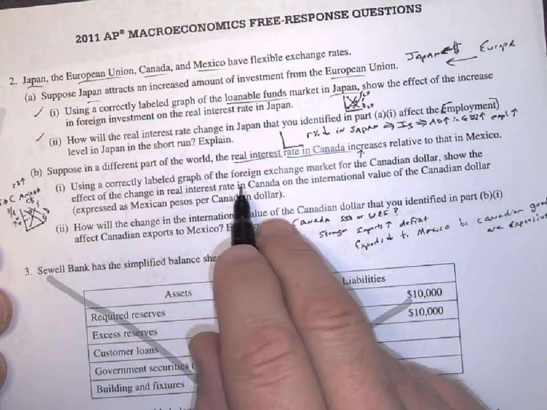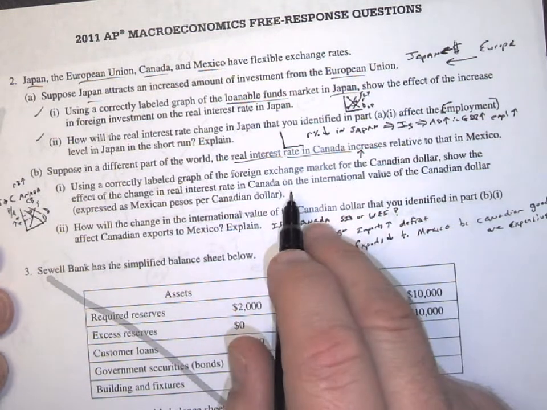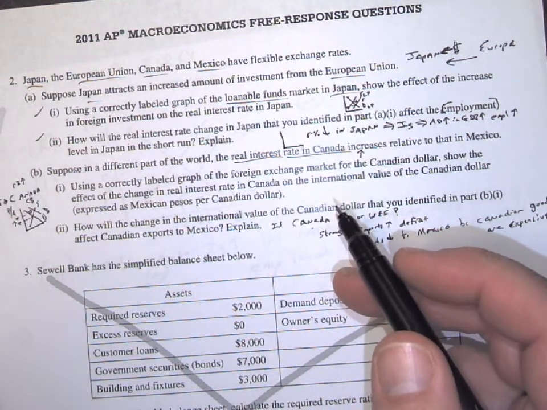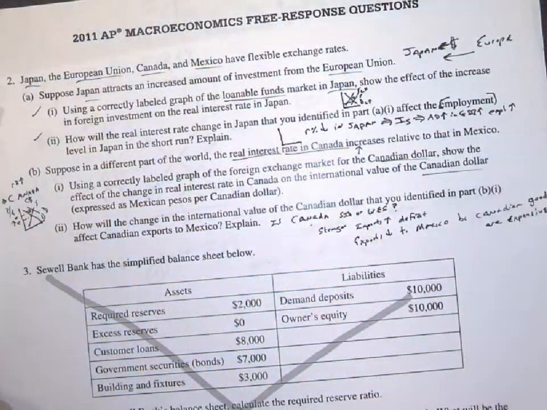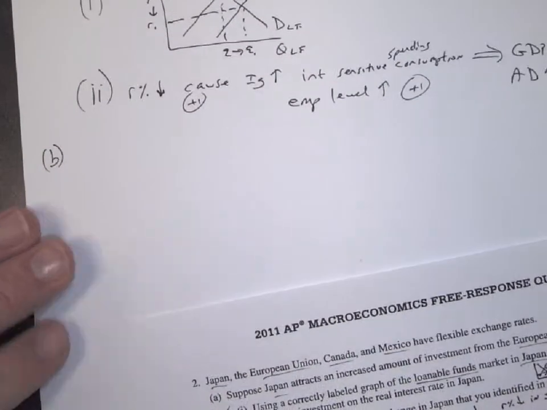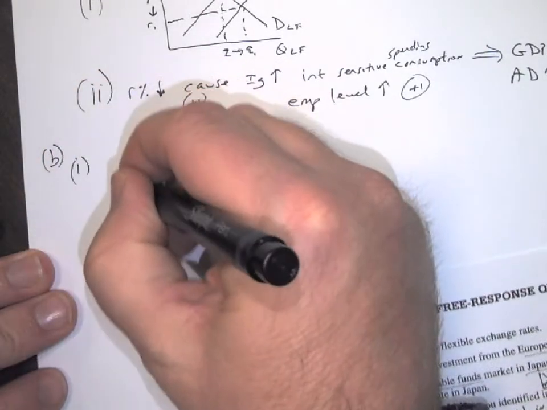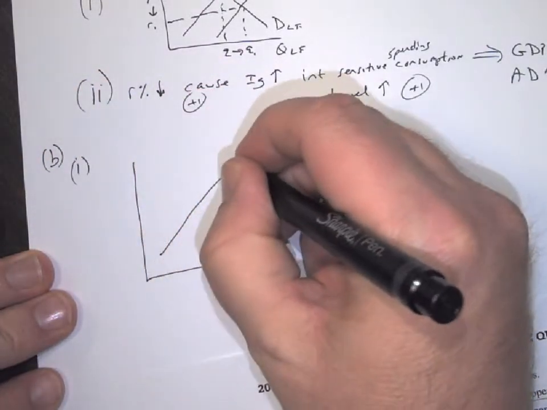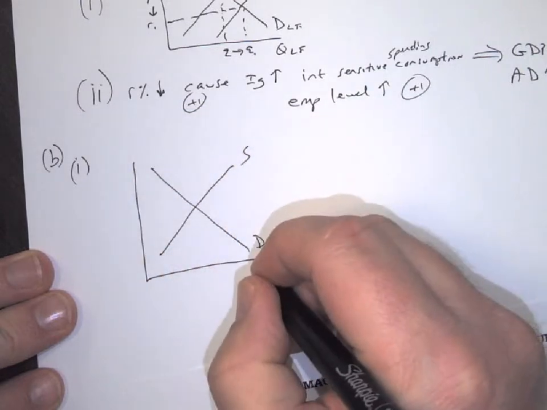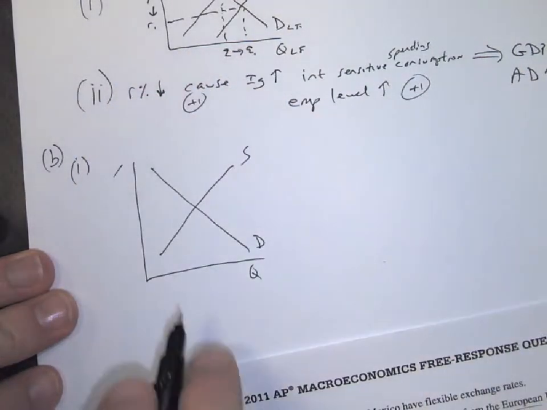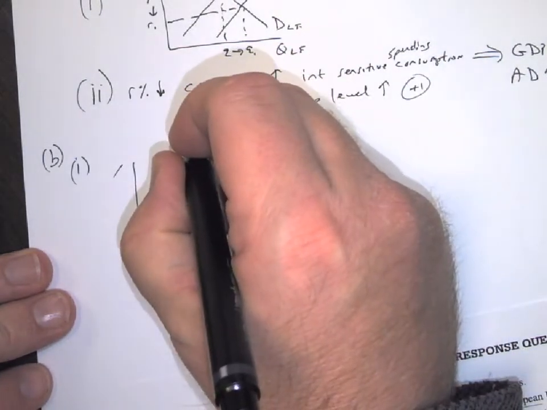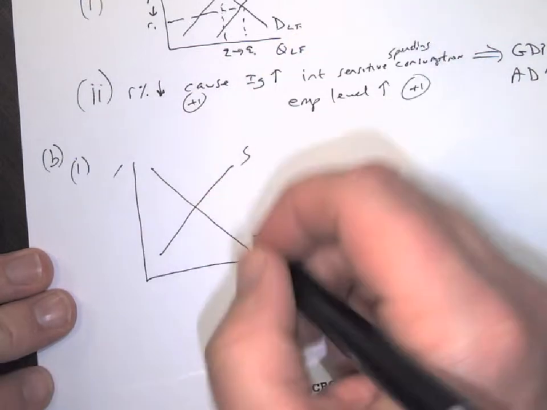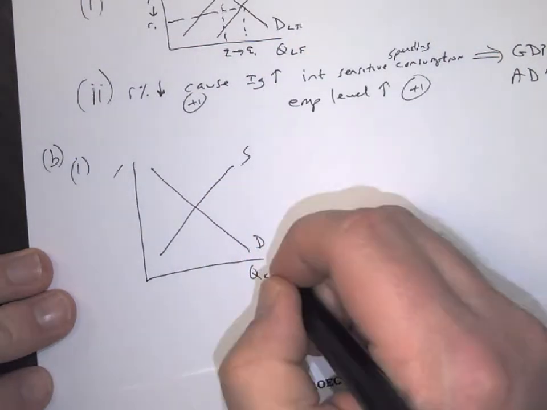So now, using a correctly labeled graph of the foreign exchange market for the Canadian dollar, show the effect of the change in real interest rate in Canada on the value of the Canadian dollar. All right, so now that we're looking at this, we're going to draw and it's asking about the Canadian dollar. So I need a foreign exchange graph set up for the Canadian dollar. So once again, I got supply, demand, quantity, and then I'm going to have the Canadian dollar, and they use a dollar sign. Some people just draw a C, or we'll put Canada for dollar.